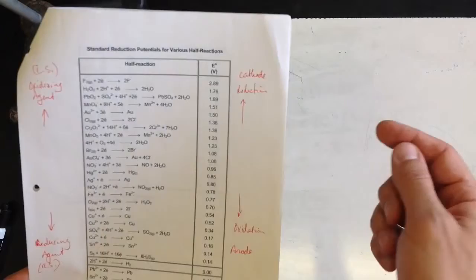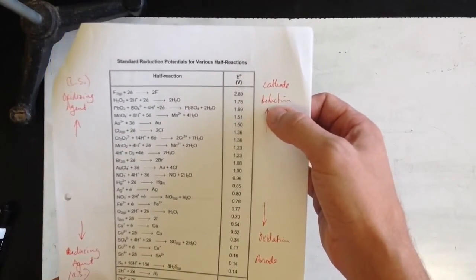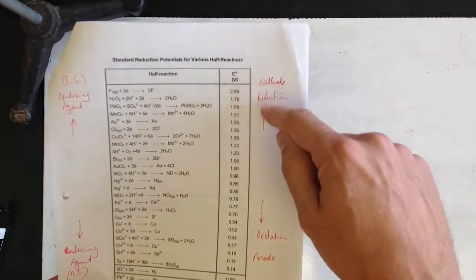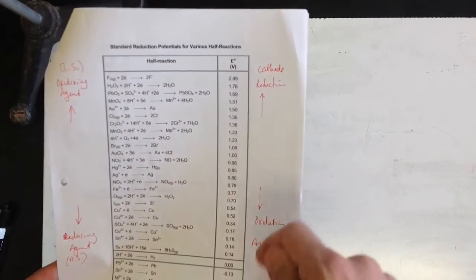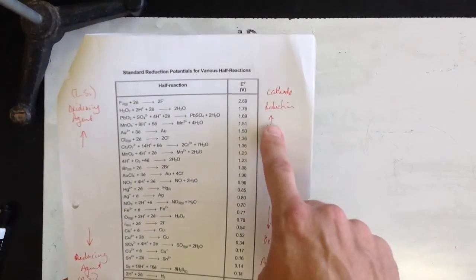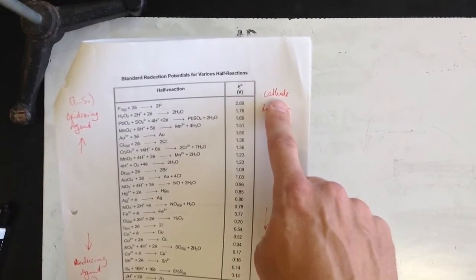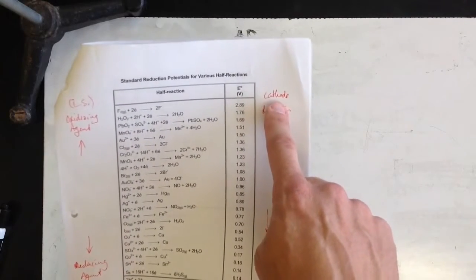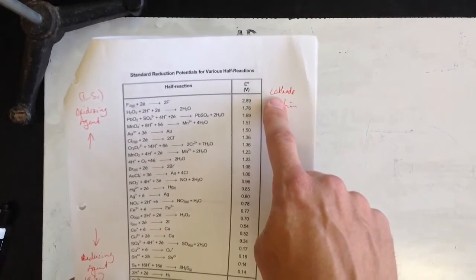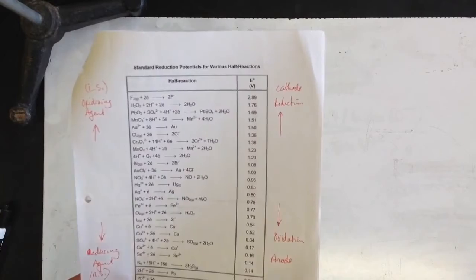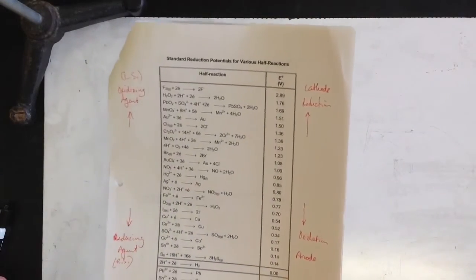The other way to think about this is that strength of reduction is going to increase as we get to the top. Strength of oxidation is going to increase as we get to the bottom. Also, reduction is always associated with the cathode. So reduction occurs at the cathode, and the easiest way to remember that is red cat. That's how I always remember that. Now that we have this, we're just going to keep this off to the side.